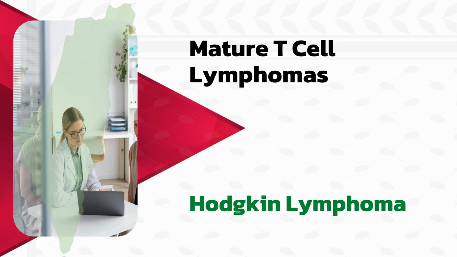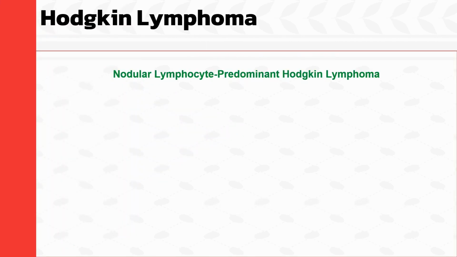Hodgkin lymphoma. It's an intriguing group of lymphoid neoplasms that can be categorized into two main types, nodular lymphocyte-predominant Hodgkin lymphoma and classical Hodgkin lymphoma. Although they share some morphological characteristics, they are recognized as biologically distinct entities, so we'll dive into each one separately. Let's start with nodular lymphocyte-predominant Hodgkin lymphoma. This one's a B-cell neoplasm with a unique twist.